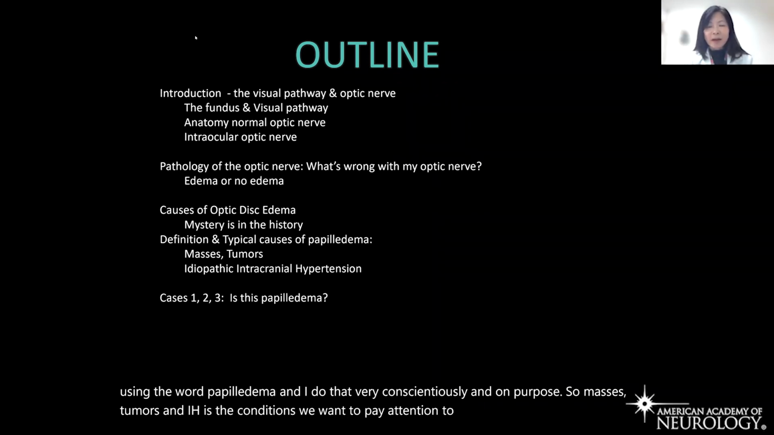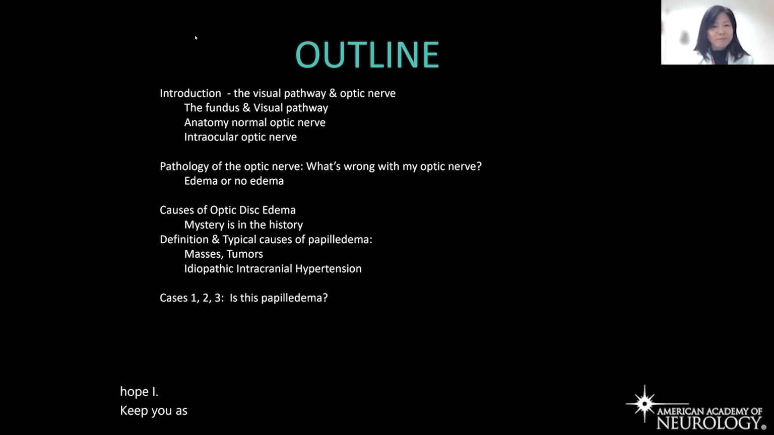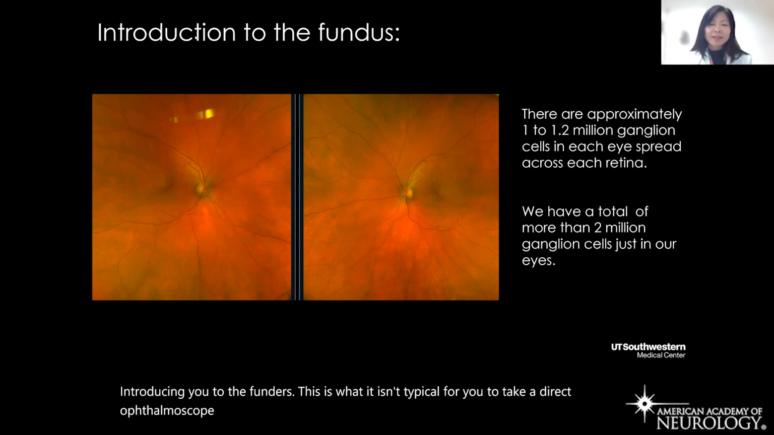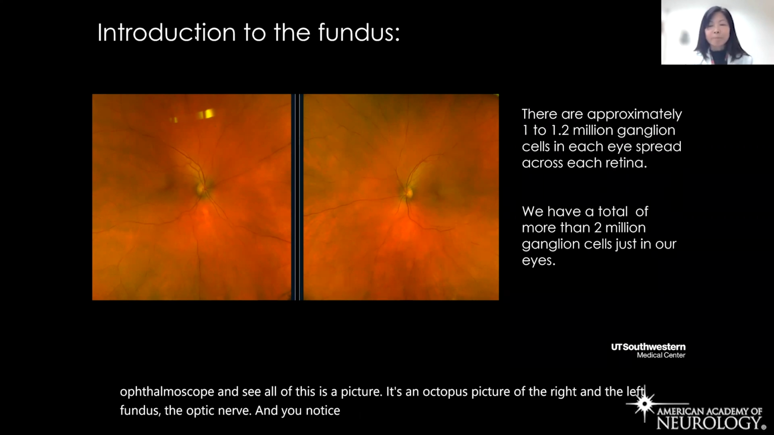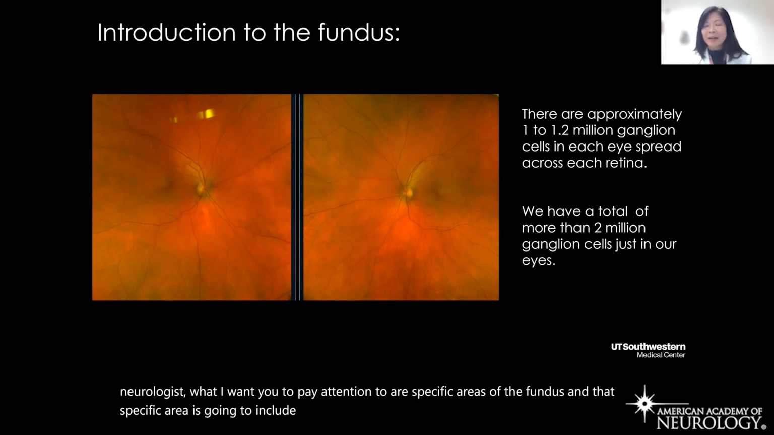There are going to be 3 cases I'm going to talk about after we do this preliminary type of education to kind of get familiar, and I hope I keep you as engaged as possible. So let's start introducing you to the fundus. This isn't typical for you to take a direct ophthalmoscope and see all of this. This is a picture, an Optos picture of the right and the left fundus, including the optic nerve, and you notice the coloration behind there. Most importantly, as a neurologist, what I want you to pay attention to are specific areas of the fundus. And that specific area is going to include the ganglion cell area.